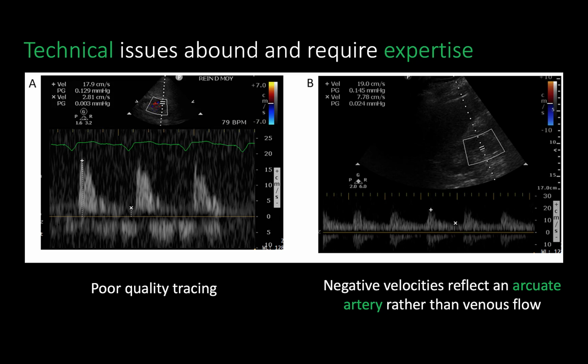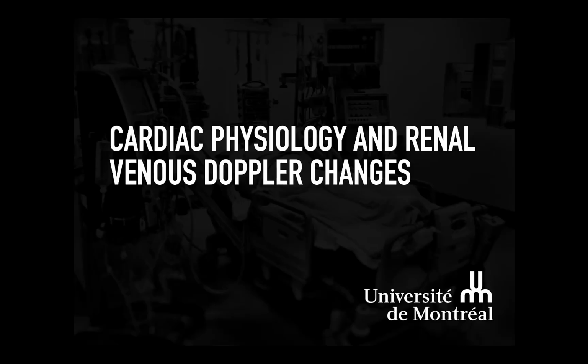There are also some technical considerations, both from Doppler aliasing and structural changes that cannot be visualized by 2D echo. One of these is arcuate arteries that may lead to negative velocities. This problem may lead to an incorrect assessment of the biphasic venous flow pattern. In the next section, we will discuss the normal and abnormal intrarenal venous Doppler flow patterns.